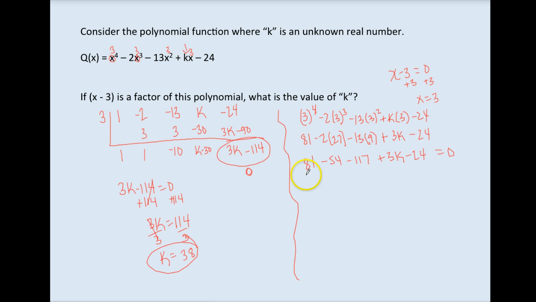All right, so let's combine terms. So 81 minus 54 minus 117 minus 24. Let's put all of those together, and when I do, I get negative 114. So I have 3k minus 114 equals 0, and we're solving the same equation we did on the other side. So I add 114, which gives me 3k equals 114, and I divide both sides by 3. And I get k is 38. Okay, so whichever method you're most comfortable with, either of them work. It's up to you.